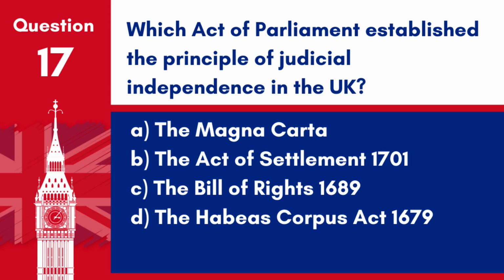Question 17. Which Act of Parliament established the principle of judicial independence in the UK? A. The Magna Carta. B. The Act of Settlement 1701. C. The Bill of Rights 1689. D. The Habeas Corpus Act 1679.